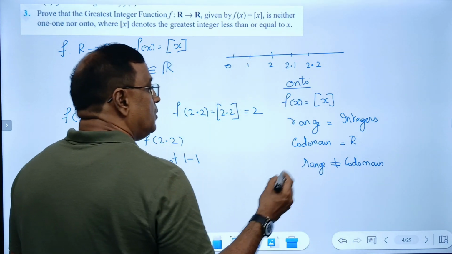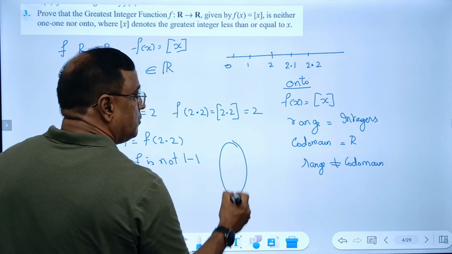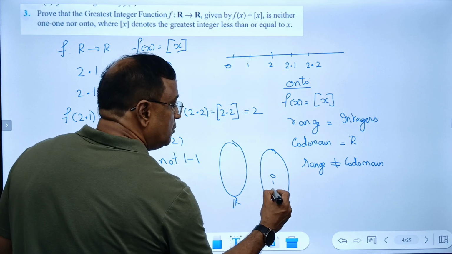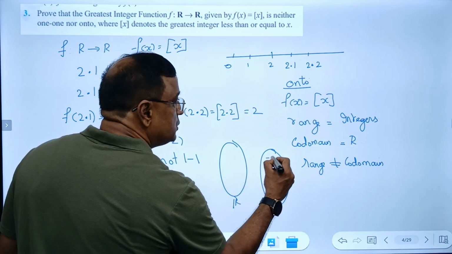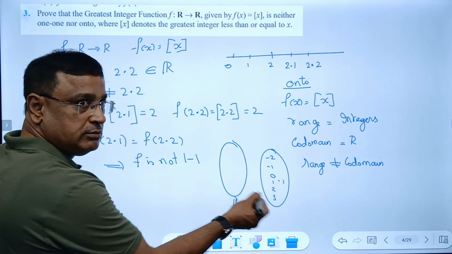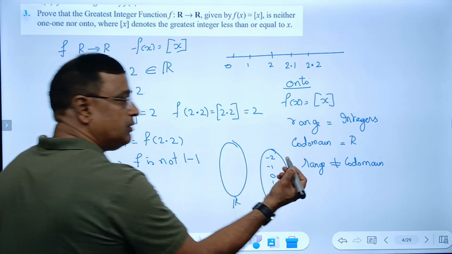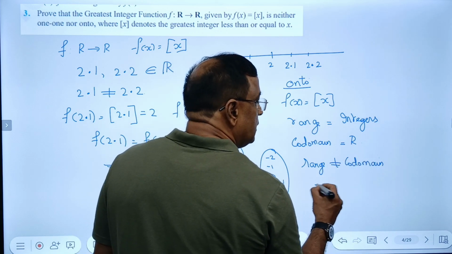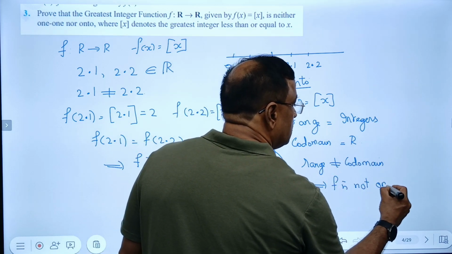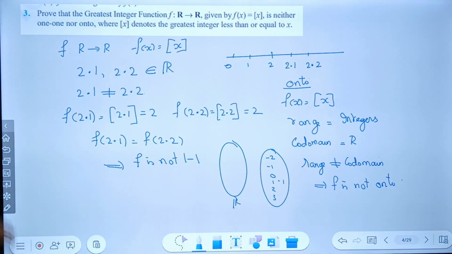For instance, if you take all real numbers, they will get mapped to only 0, 1, 2, 3, minus 1, minus 2 and so on. But 0.1 does not have a pre-image. 0.2 doesn't have a pre-image. 0.3 doesn't have a pre-image. Therefore, range not equal to codomain. This implies f is not onto.